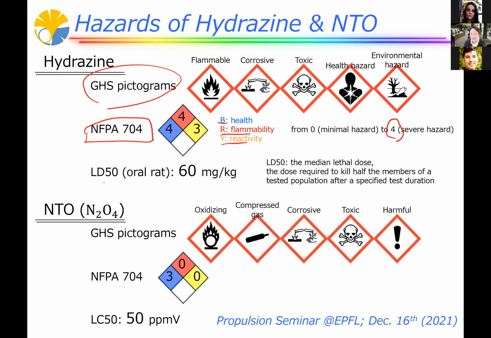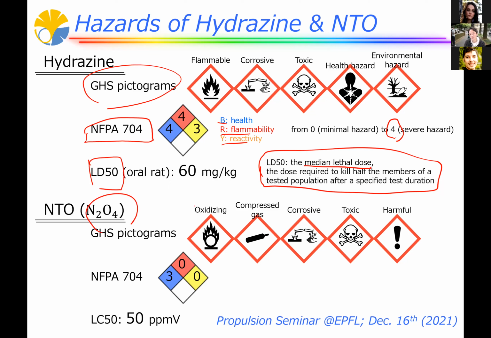So great. And another index is LD50. This is a lethal dose. The definition is like this: it means a fatal amount of the material. So if this number is lower, it means very dangerous. In this case, it is 60 milligrams per 1 kilogram, so quite a dangerous material. And also for MTO, the signs are like this.